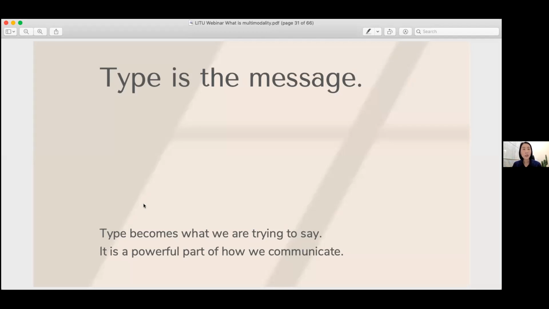And I think it's totally true. When we think back about Morrisons and Waitrose, right? They use different typefaces, uppercase and lowercase, and the type that they use is essentially different. And just the type itself gives us the message, right? So you can think about type as the message itself, because it becomes what we are trying to say. It is a powerful part of how we communicate.